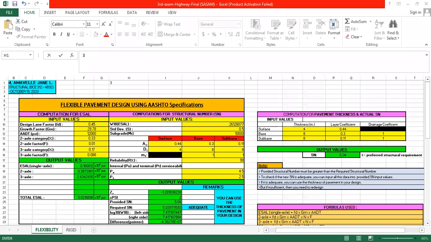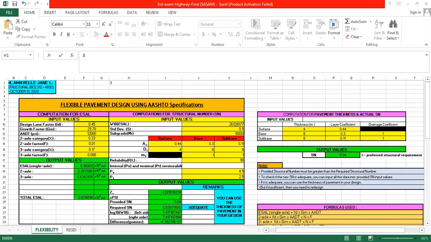So hello, for today we are going to discuss the Excel program for flexible and rigid pavements. So what are flexible pavements? Flexible pavements usually consist of a bituminous surface underlaid with a layer of granular material and a layer of a suitable mixture of coarse and fine materials.